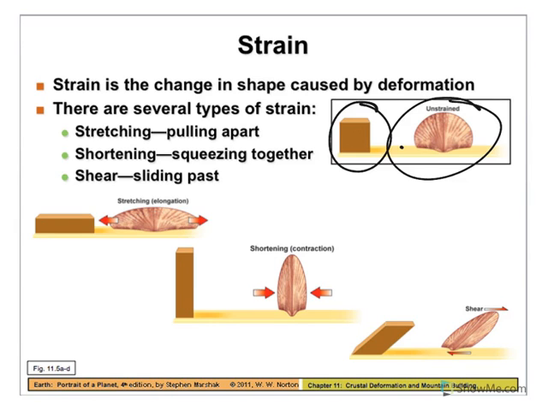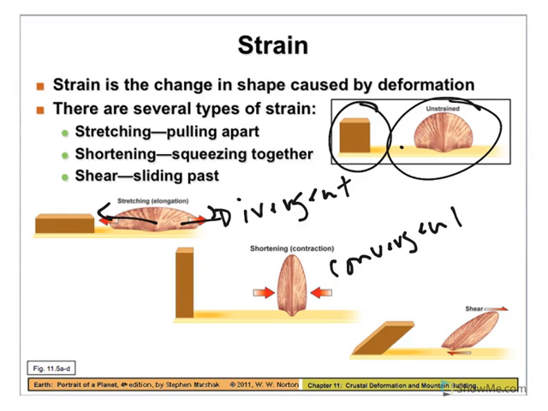Stretching is what we would see at a divergent boundary. So my fossil and my block here are getting stretched out, so it's elongating. Shortening, well, that would be convergent. So at a convergent boundary, everything is getting shortened. It's contracting, it's pushing together. So you can see it's shortening in a different direction.